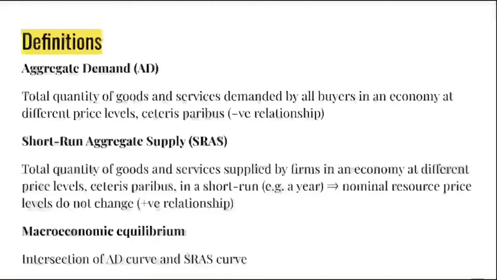Aggregate demand (AD) is the total quantity of goods and services demanded by all buyers in an economy at different price levels, ceteris paribus, and it has a negative relationship. The short-run aggregate supply (SRAS) is the total quantity of goods and services supplied by firms in an economy at different price levels, ceteris paribus, in the short run, for example, a year. The nominal resource prices do not change, and they have a positive relationship. Lastly, the macroeconomic equilibrium is the intersection of the AD curve and the SRAS curve.